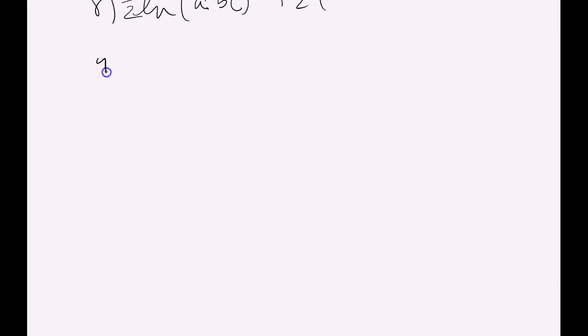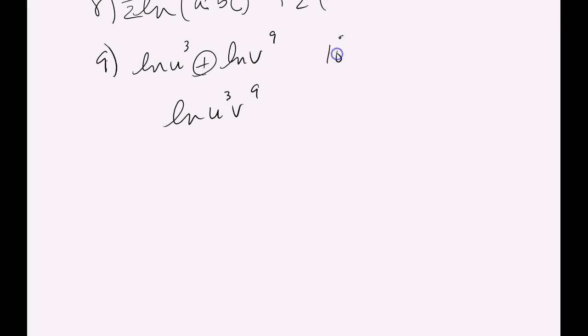All right, number 9. Okay, number 9, we're going the other way. We're going to condense. So your first step should have been moving the coefficients up to the exponent, and then since that's addition, I'm going to do multiplication whenever I stick them together.